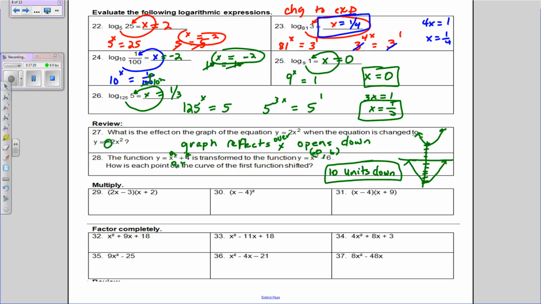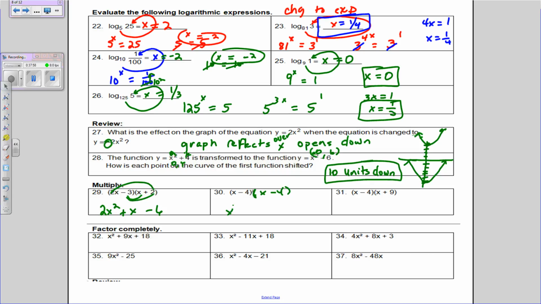So for number 29, if we do FOIL, for first terms we have 2x squared. For outside, I have 4x, inside negative 3x, so I have plus x. And for last, I have negative 6. Whenever you square one, know there'll be a middle term. It won't disappear because it can't be a difference of squares, because it's got the same sign. So I would expand it and think of FOIL.